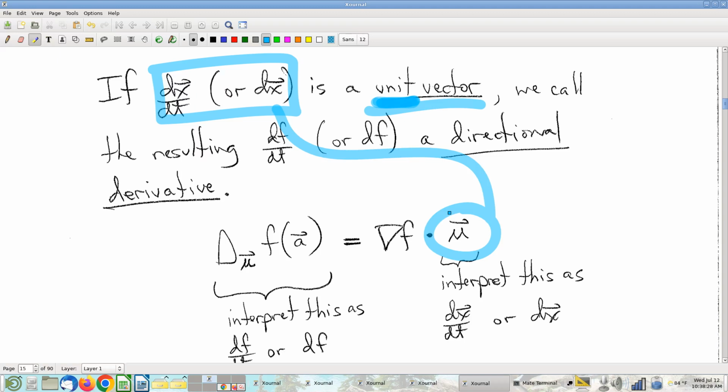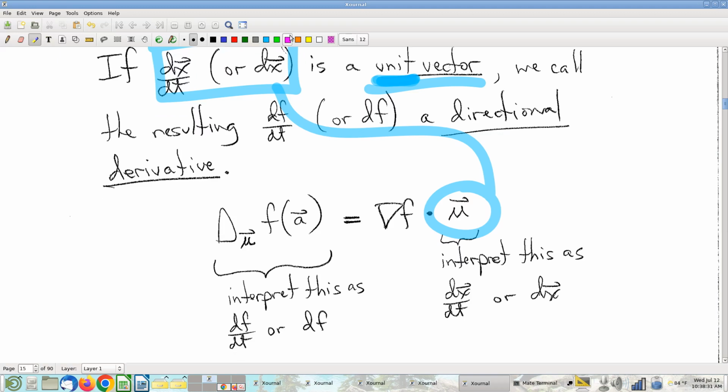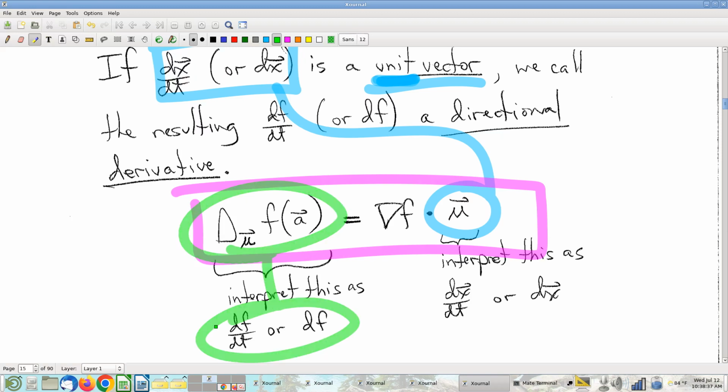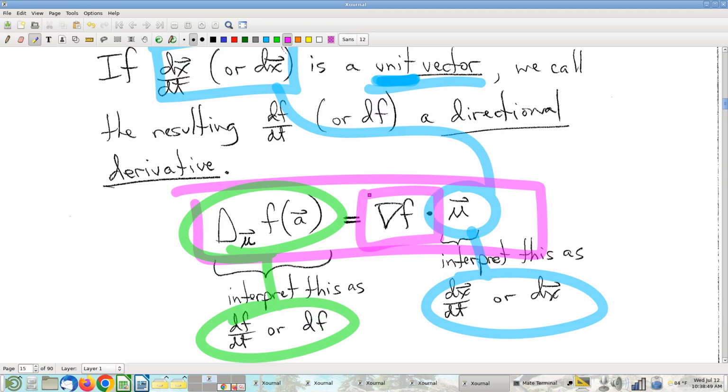Well, okay, fine. It does remain that the chain rule says df/dt, how fast the function is changing, or how the output change relates to the input velocity by way of a dot product with the gradient, and that's just a restatement of what we have on the previous page. All we're doing here is adding an additional condition: if this is a unit vector, then we're going to consider this output change to be this special thing called a directional derivative.